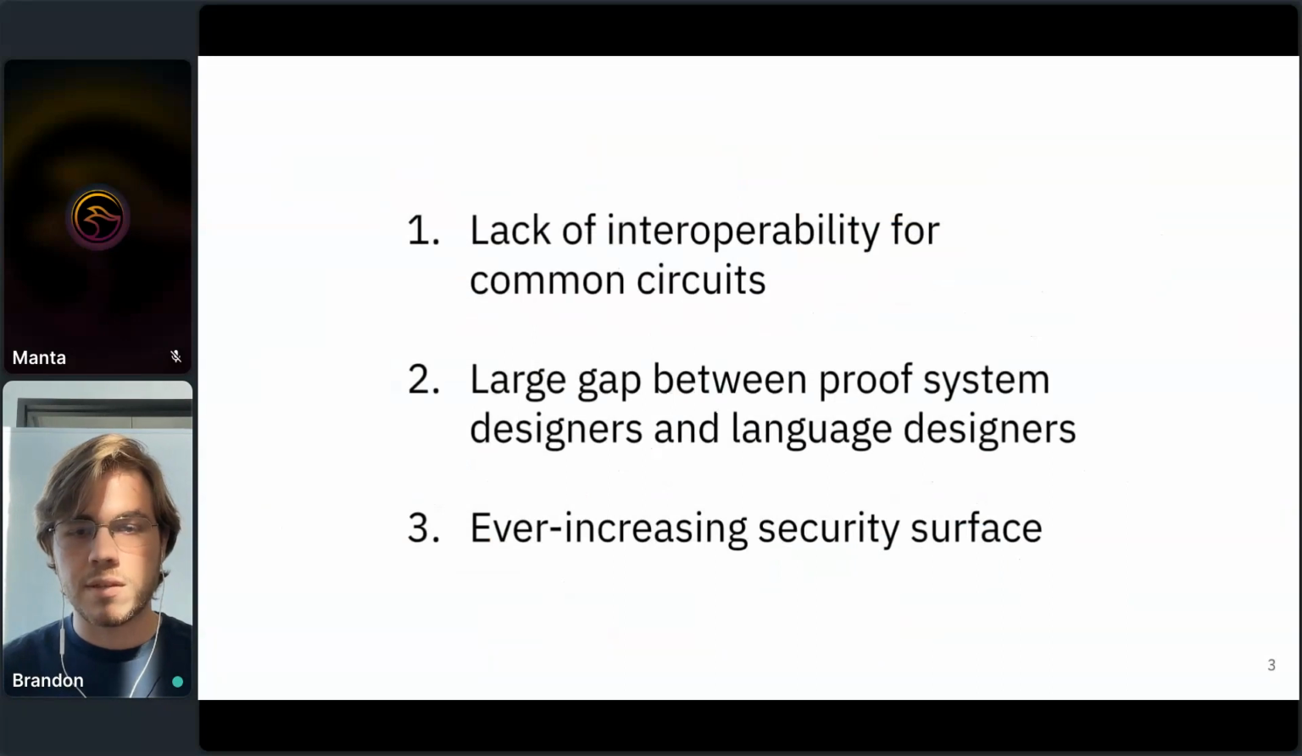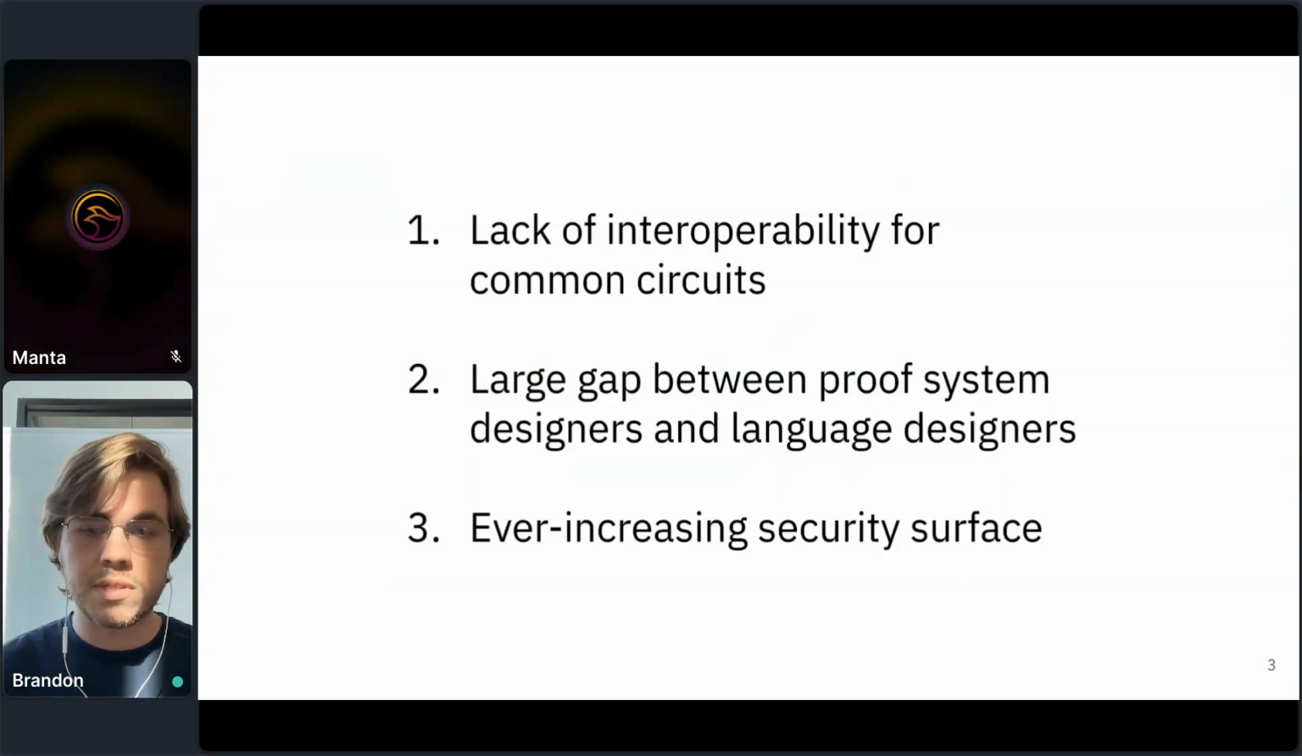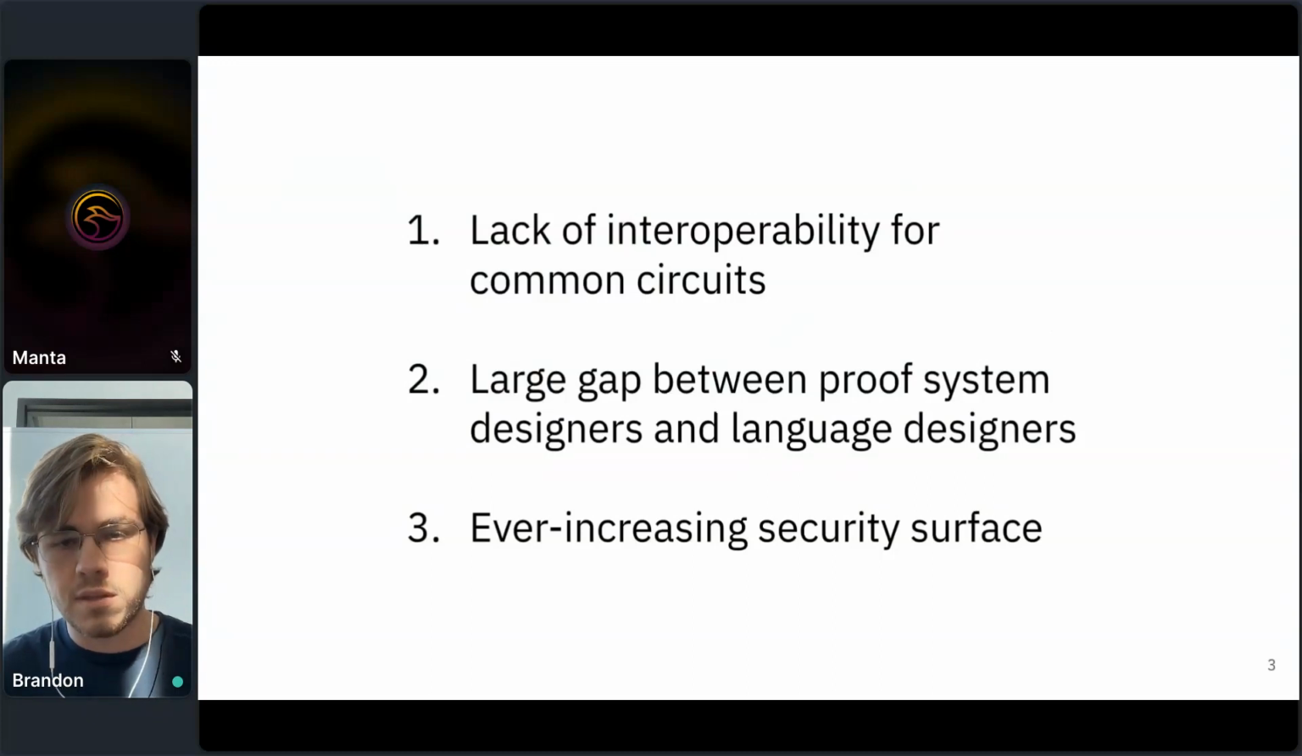After looking around this space, we found three major problems that are created by this fragmentation. The first problem is a lack of interoperability for common circuits. Most frameworks duplicate a lot of the work when building proof systems or gadget libraries and aren't able to leverage each other's existing work. The second problem is a large gap between proof system designers and programming language designers.